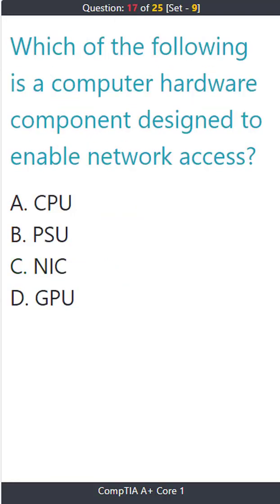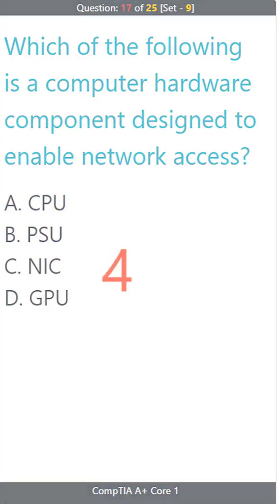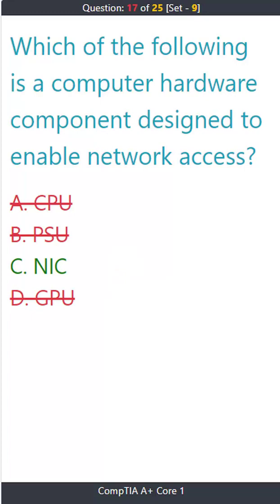Question 17. Which of the following is a computer hardware component designed to enable network access? A. CPU, B. PSU, C. NIC, D. GPU. The correct answer is C. NIC.